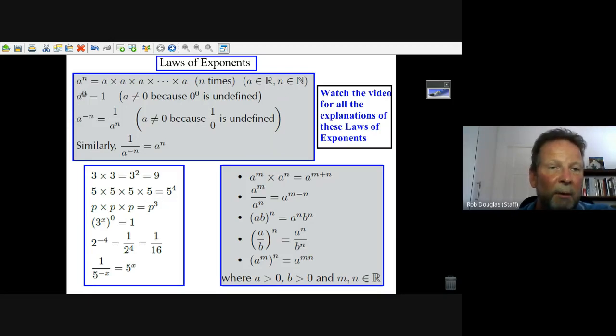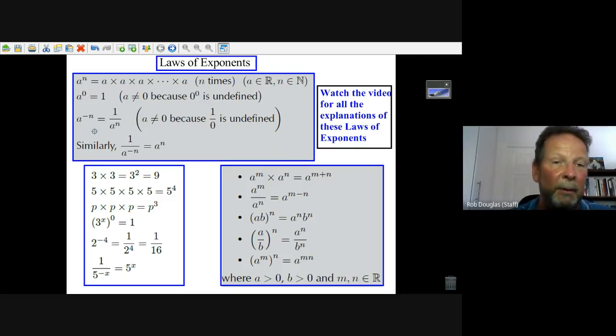Anything to the 0 power equals 1, but the base can't be 0 because 0 to the 0 power is undefined. It means you're dividing by 0, and you're not allowed to divide by 0. But if you see 3x to the 0, it means 1. In fact, if you see anything that isn't 0 to the 0 power, no matter how complicated it is with a bracket around it, it's equal to 1.